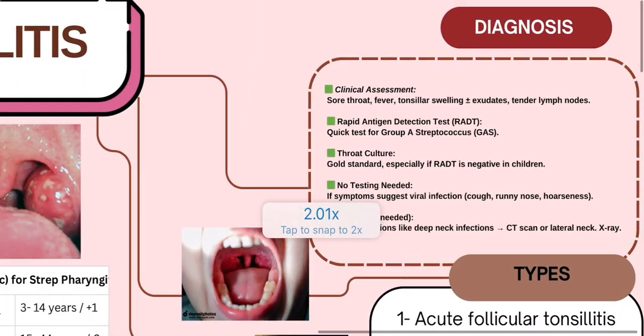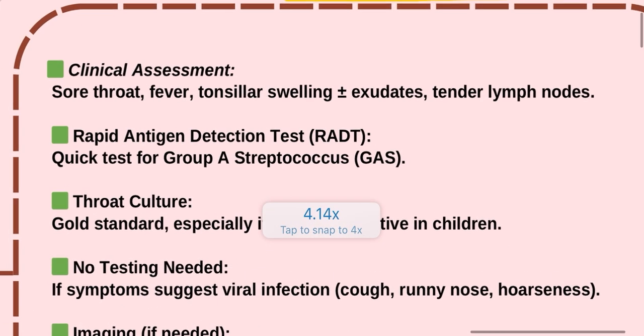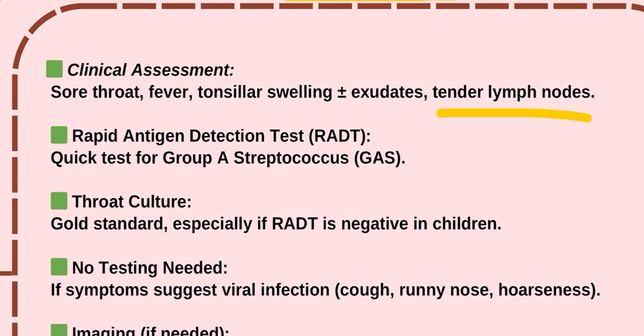Okay. Next is the diagnosis. In general, the diagnosis of tonsillitis is primarily based on the clinical features and the history. When you examine the oral cavity and oropharynx, you will find enlarged erythematous tonsils, with or without exudate depending on the type of tonsillitis, which we're going to discuss below, and the presence of tender lymph nodes.